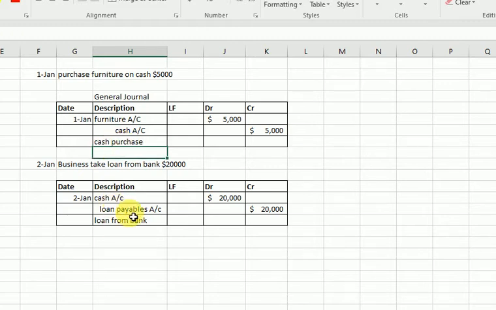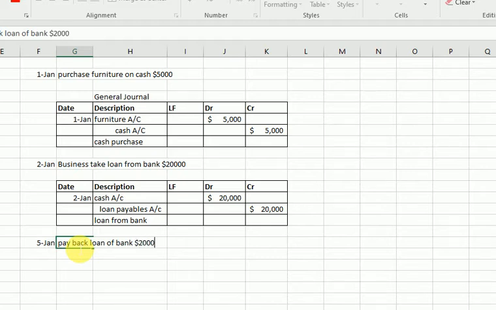Now look at this, liability is increased, so we recorded it on the credit side. Now when will liability decrease? Look, we say that on 5th January we paid back the loan of the bank. How much? $20,000.